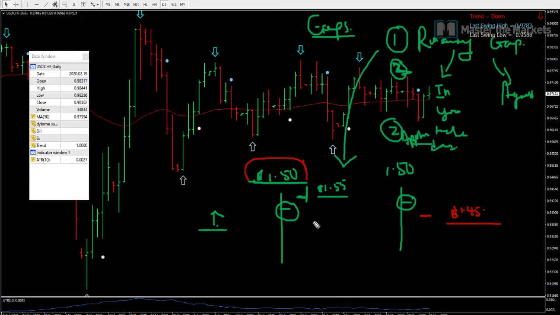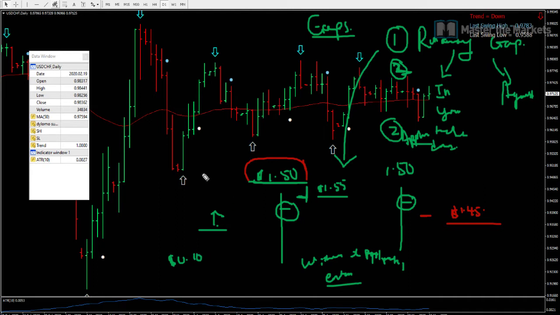Now in the gap that goes in your favor, what you can do is write a rule saying within X number of pips or points, if it has gapped in your favor, then you still enter. So in this example, let's say I say within a gap of, let's say, 10 cents.